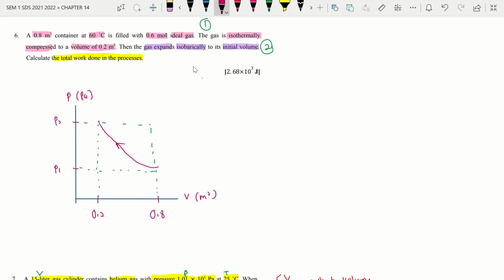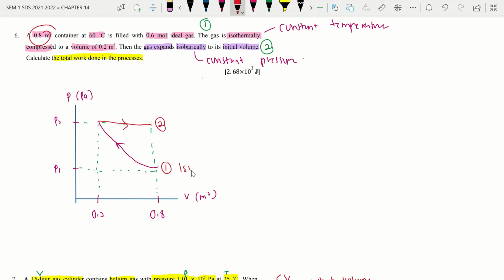So when it expands isobarically, it means constant pressure. So the pressure is constant, whereas for isothermal it is constant temperature. Okay, so when it's constant pressure, you will get the graph like this, because it is constant pressure and it will expand to its initial volume, which is 0.8 meter cube. So this is the graph. This is the first process and this is the second process.